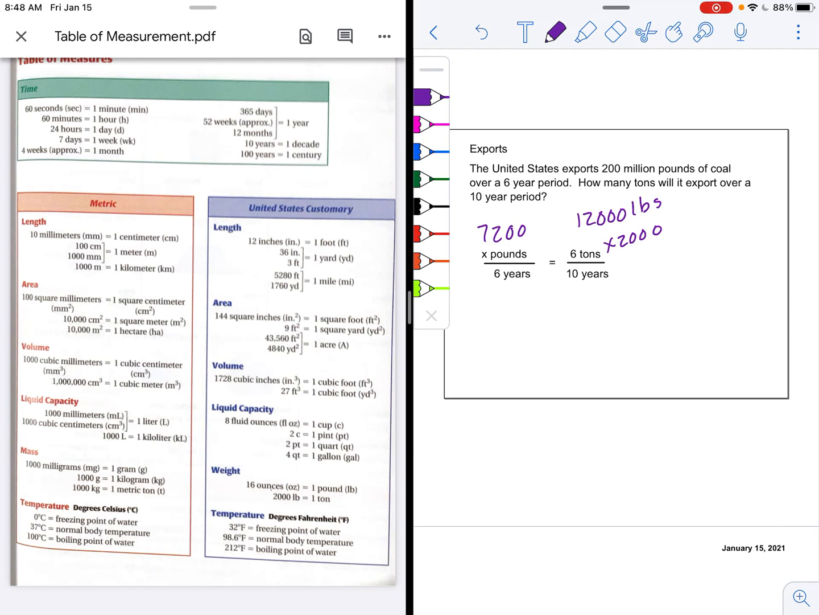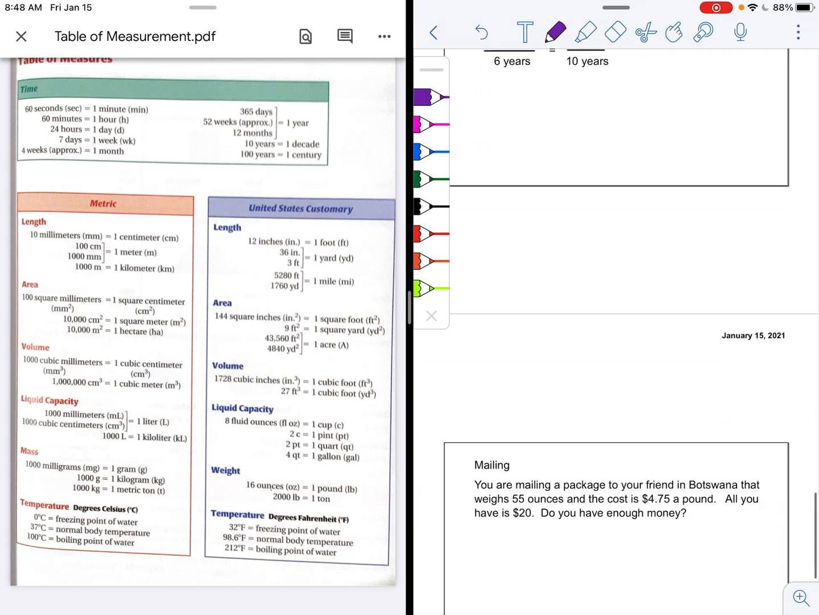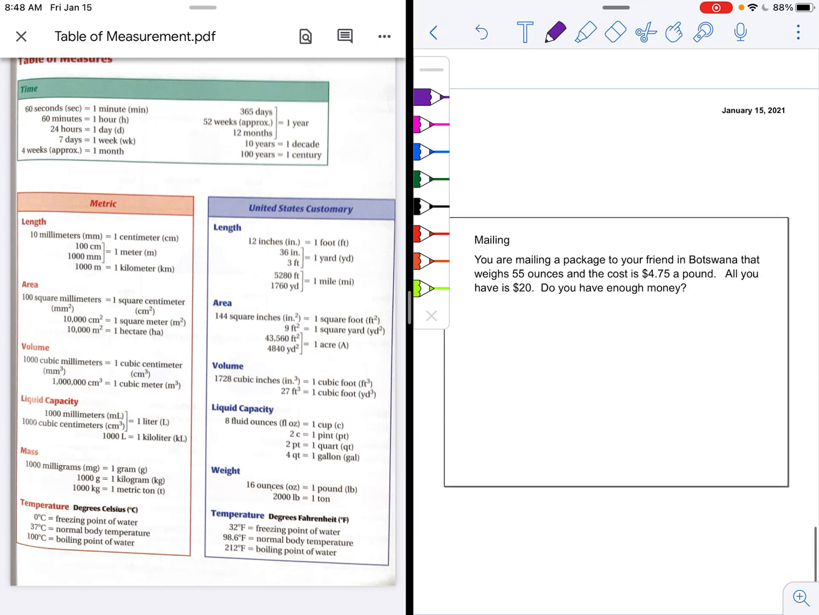So convert before or after, it doesn't matter. You're going to have to convert because the unit of measure in your arithmetic is going to be the unit of measure in your answer. So it doesn't matter when you convert, but you're going to have to convert.